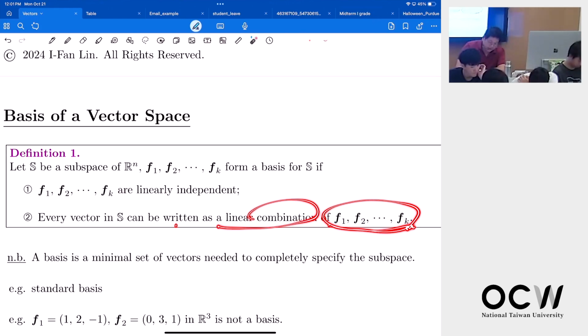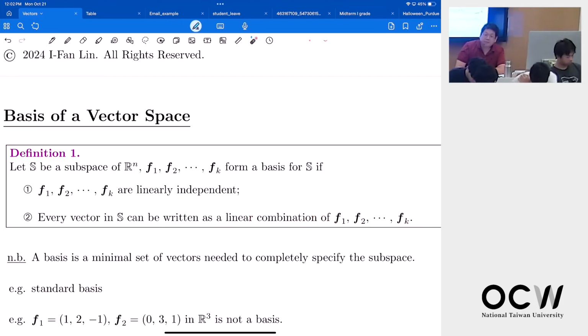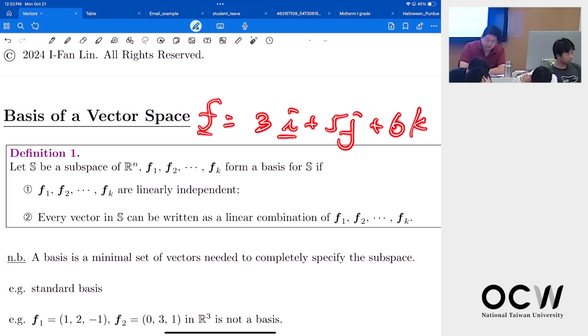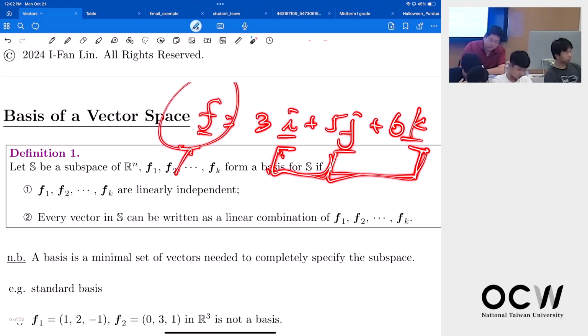Okay, that's a definition for the basis. And actually we use the basis a lot that you just didn't know. For example, in statics, a force I can express as 3i plus 5j plus 6k. i, j, k are bases, and I use the basis to create another vector. So any other vectors can be expressed by using those three vectors, and those vectors are called bases.